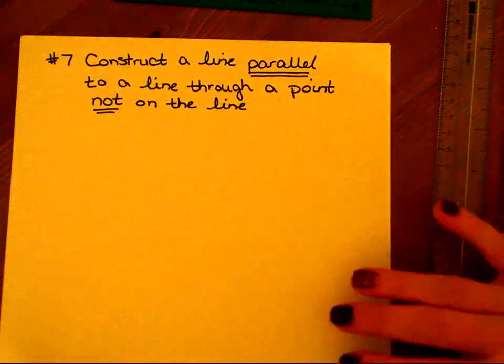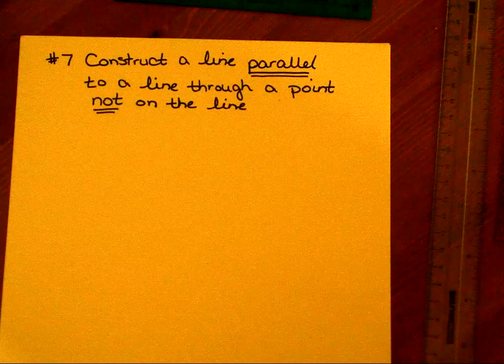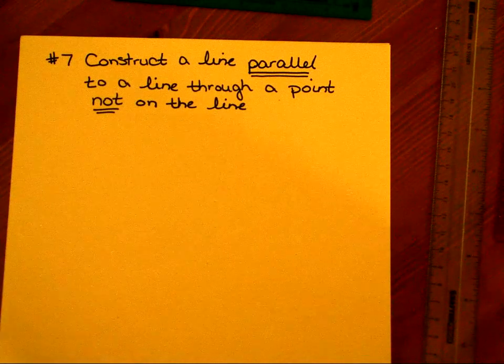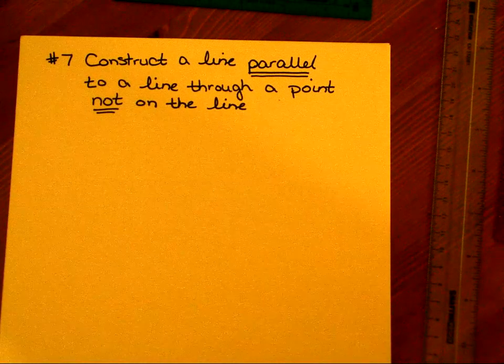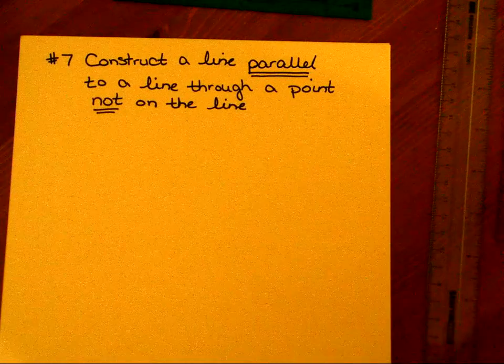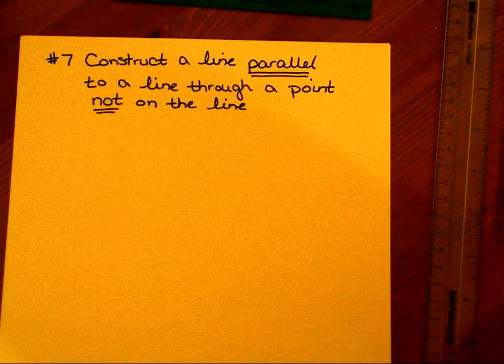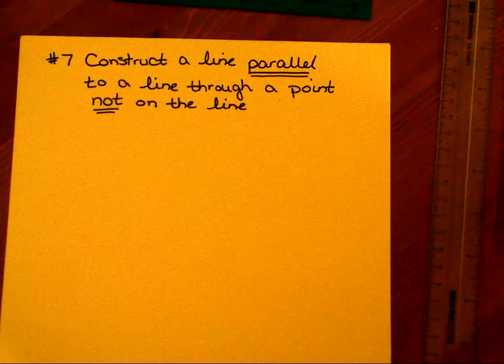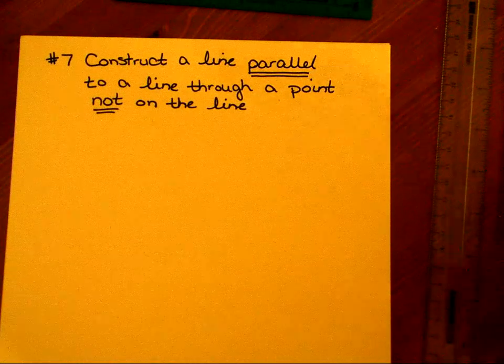Okay, time for number 7. This time we are going to construct a line parallel to a line through a point not on the line. So get in your head a vision of a pair of parallel lines. We're going to wind up with a transversal, and we're going to wind up having corresponding angles being congruent.